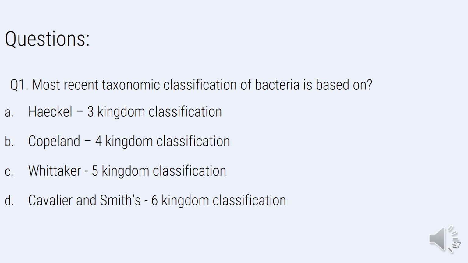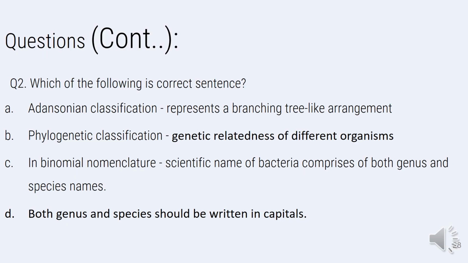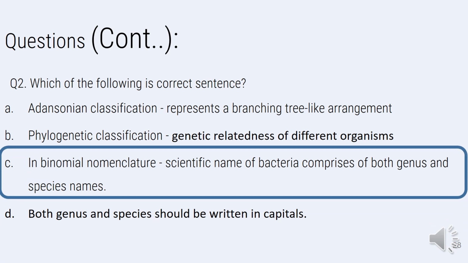So try solving these questions. The most recent taxonomic classification of bacteria is based upon, I think all of you know, the answer is Cavalier-Smith's Six Kingdom classification. Very good, students. Which one of the following is the correct sentence? Dr. John will answer. Yes, the answer is C. In binomial nomenclature, the scientific name of a bacterium comprises both the genus and species name.